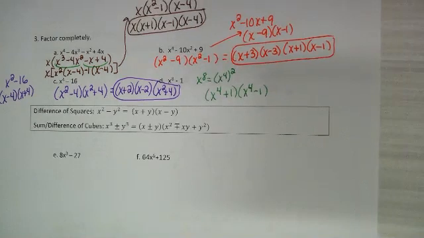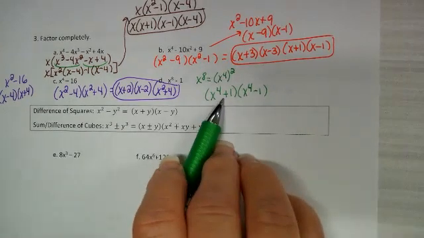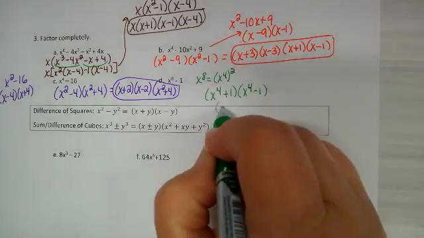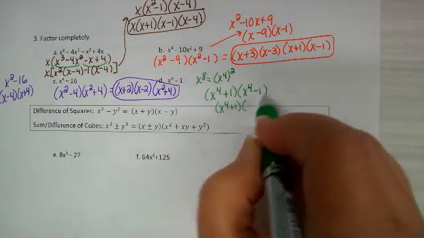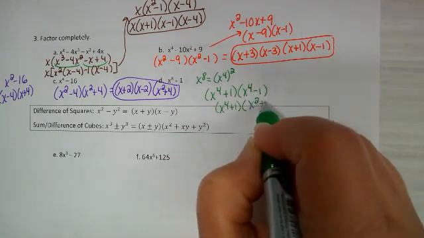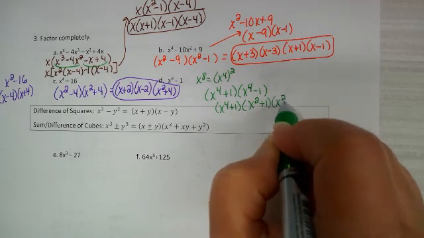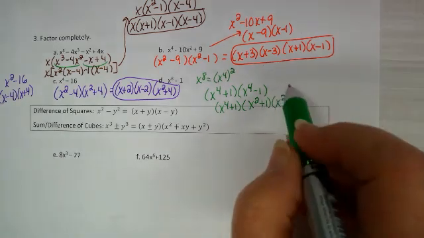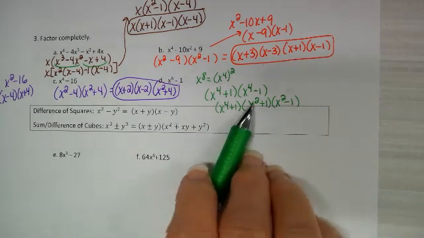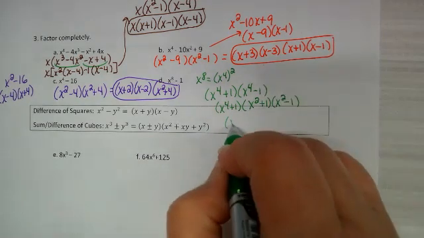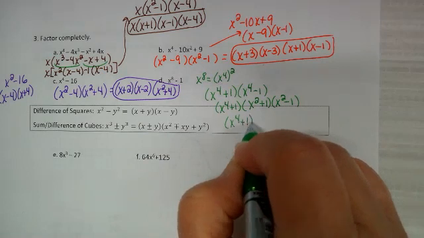And I think this one's going to go on for a minute. Now the plus is done. I cannot factor that any further. But the x to the 4th minus 1 can be x squared plus 1, x squared minus 1. And now the x squared minus 1 can continue. The x squared plus 1 is finished because it's an addition now.